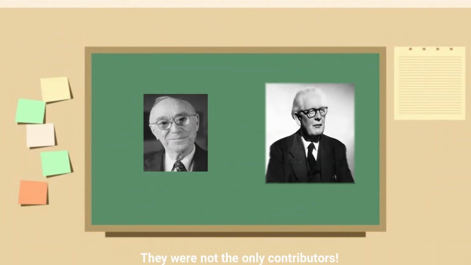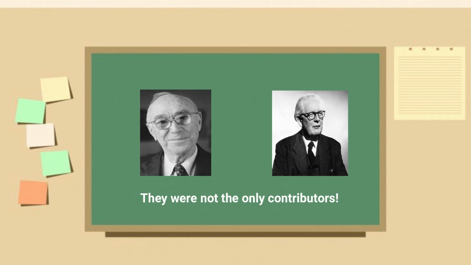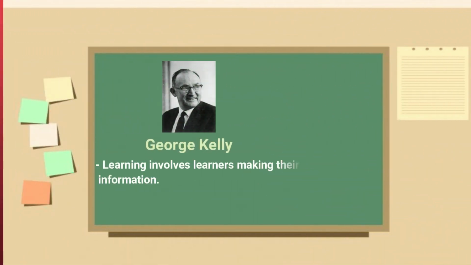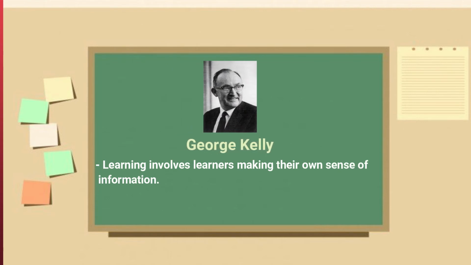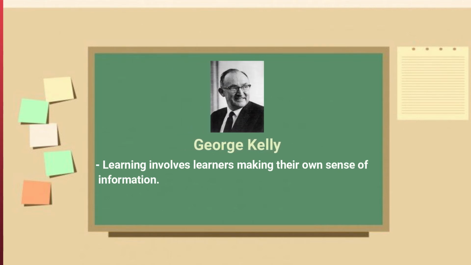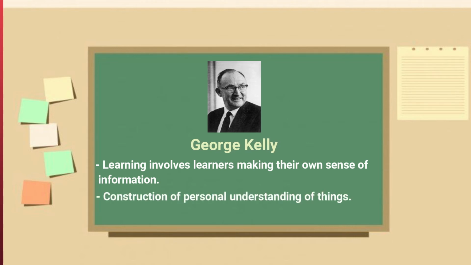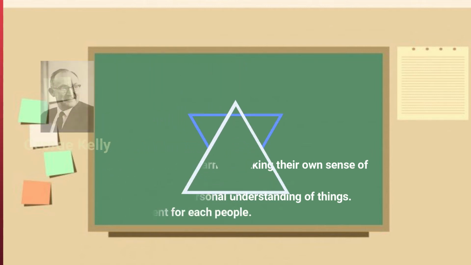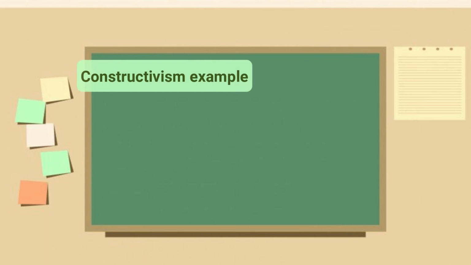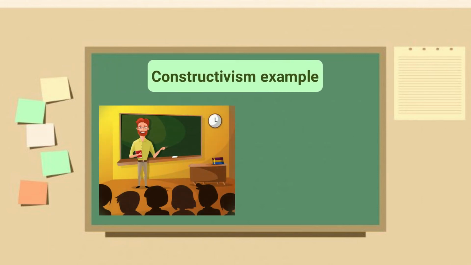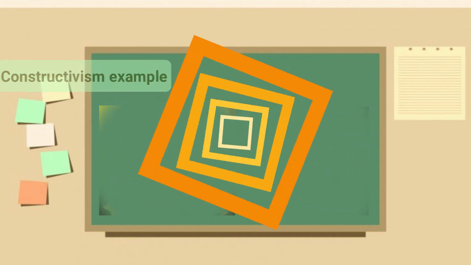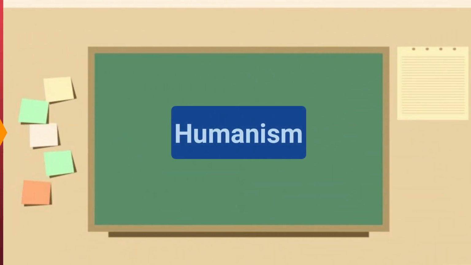However, Bruner and Piaget were not the only ones who argued about this. The psychologist George Kelly also contributes that learning involves learners making their own sense of information or events, and these are actively involved in constructing their own personal understanding of things, and this understanding will be different for each person. And an example of this is when teachers create situations in which the students will question their own and each other's assumptions. Now we have humanism.